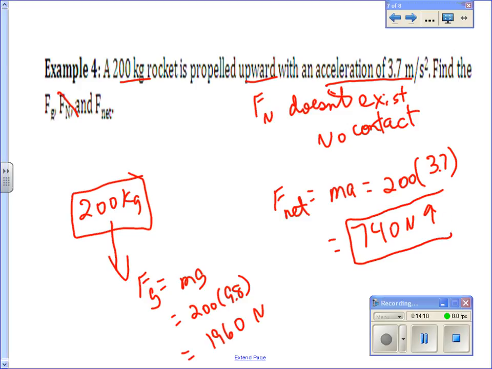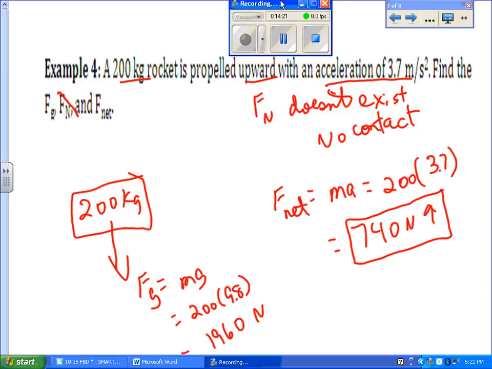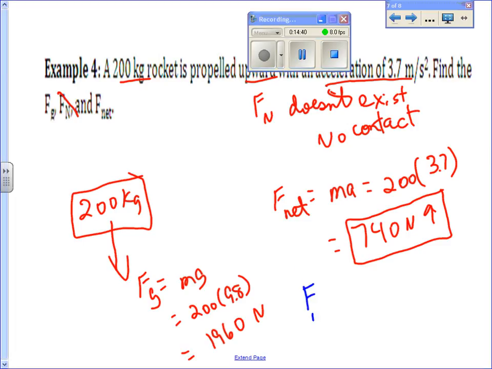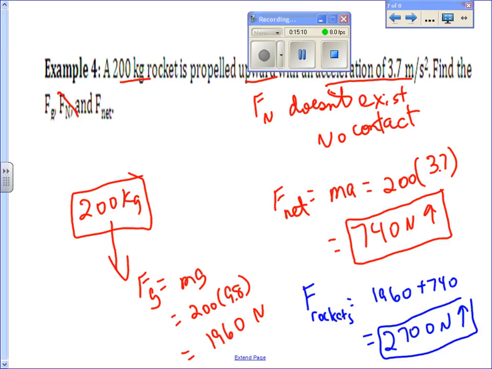Now from this information, I did not ask the students to solve for the thrust force of the rockets, but I could have, and we would have done it by saying if the rocket is being pulled down by 1,960 newtons, but it's going upward with a net force of 740, to find the thrust provided by the rockets, that would be the 1,960 for the weight plus the 740 for the acceleration we're actually seeing, the net force we're seeing applied to it. That would mean we'd have to have 2,700 newtons of force going up, provided by the rockets. So using common sense, we can solve for that.